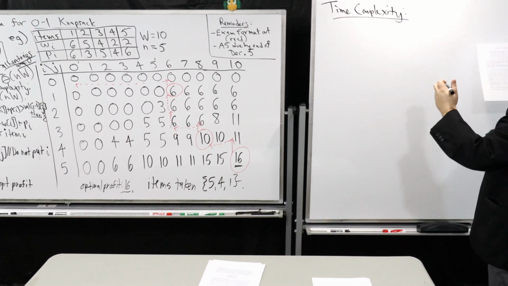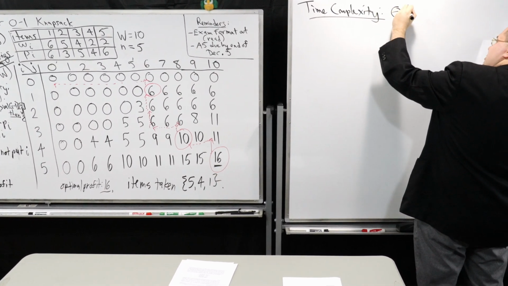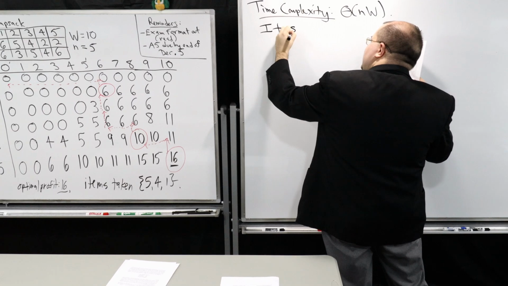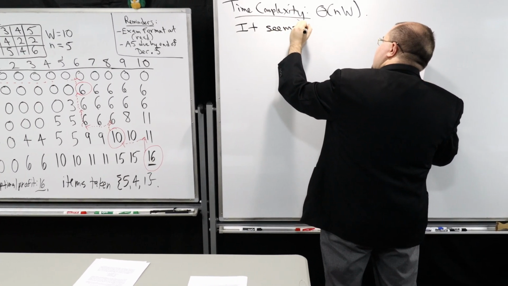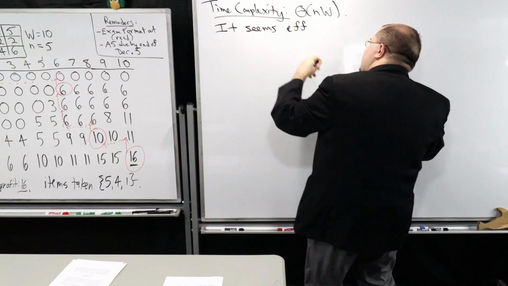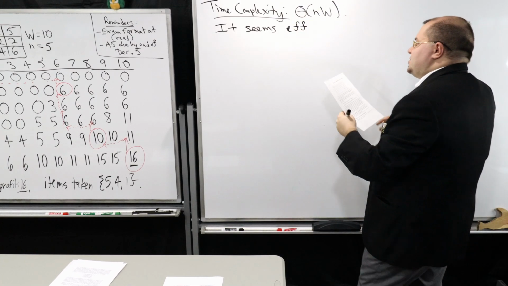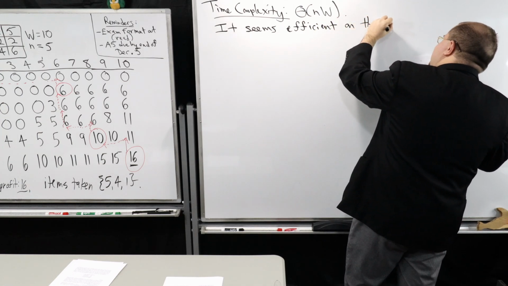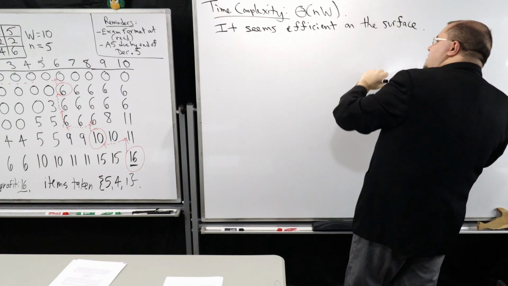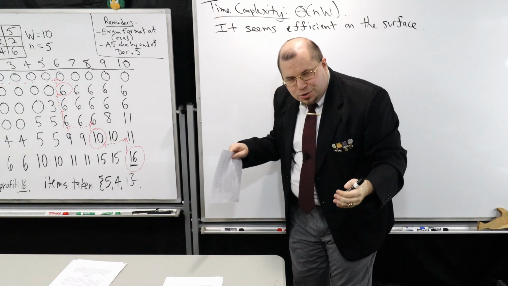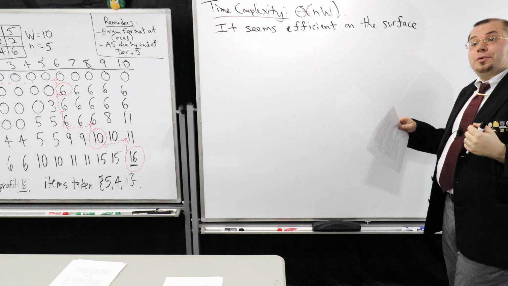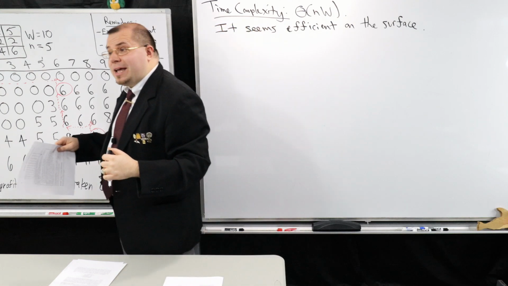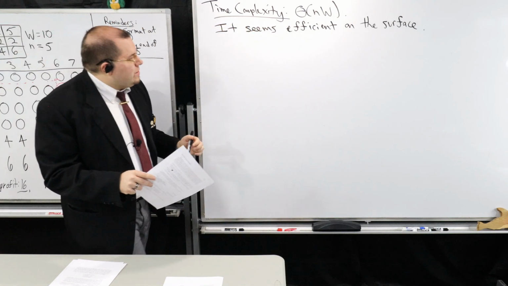So the time complexity, remember, is big theta of n times W. So it seems efficient on the surface, right? Now, in the context of dynamic programming, which is a hard problem, this is a rather good algorithm. A lot of people will point you to this algorithm and say this is one of the best known algorithms we have for this problem, believe it or not.